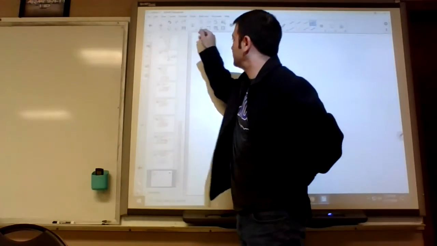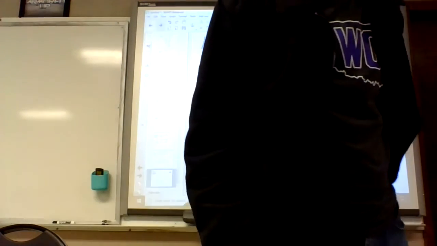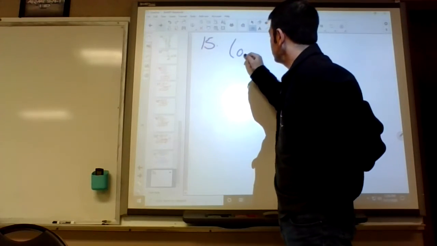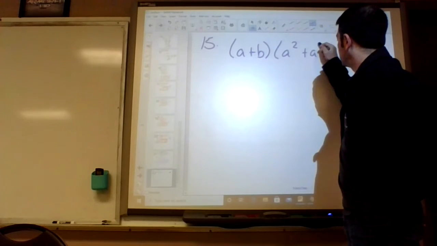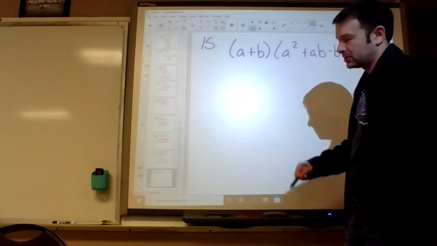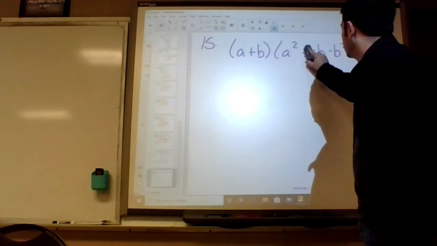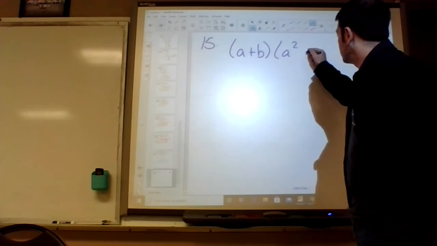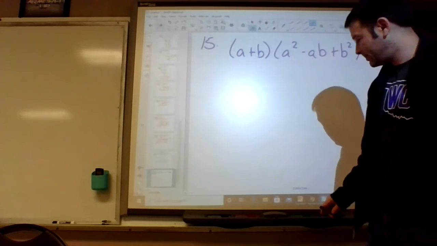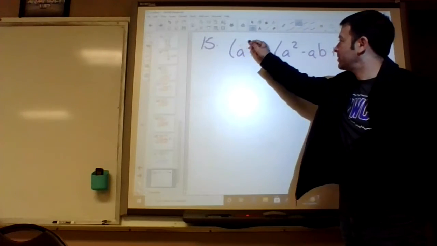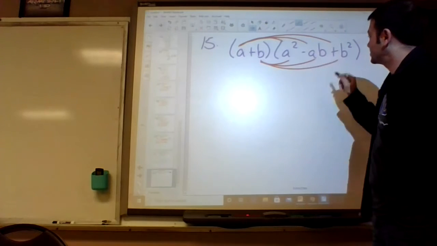13. 15. Probably the same thing. A plus B. Same idea. A is going to get multiplied to all three of those, and B is going to get multiplied to all three of those.